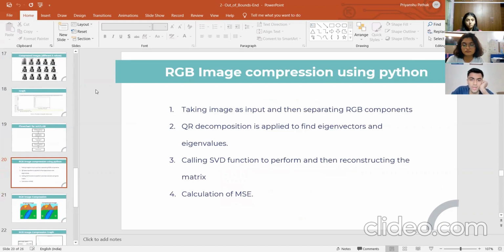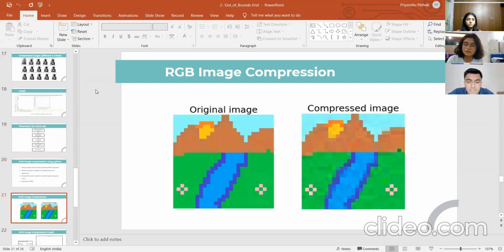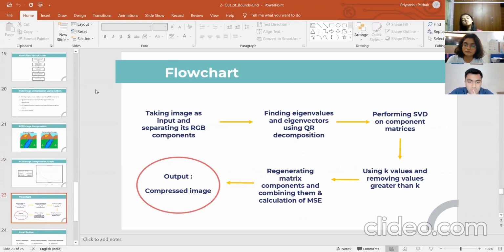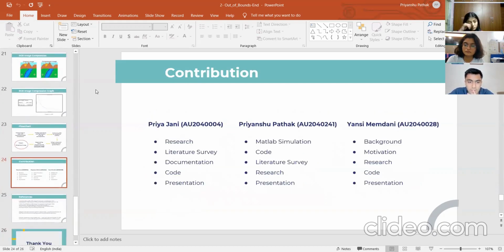And now talking about the RGB components, we'll follow the same procedure. We'll separate the RGB components and we'll perform the QR decomposition to find the eigenvalues and eigenvectors, and we'll call the SVD function, and then we'll calculate the mean square error. This is the image for the original and compressed. You can see the difference clearly. The value of K taken here is approximately 11. This is a graph between the value of K and the mean square error. And this is the flowchart for the RGB component. And yeah, that's it.